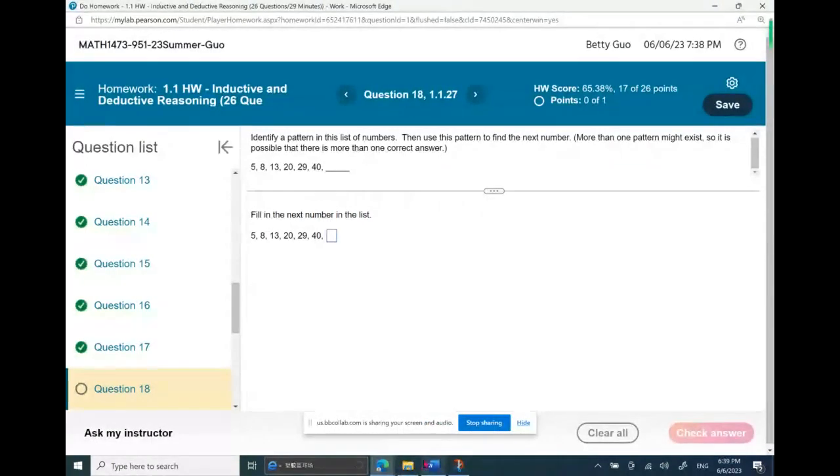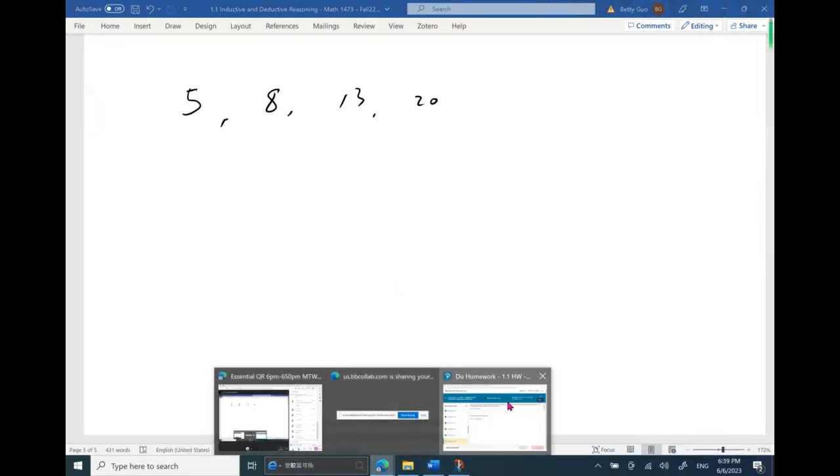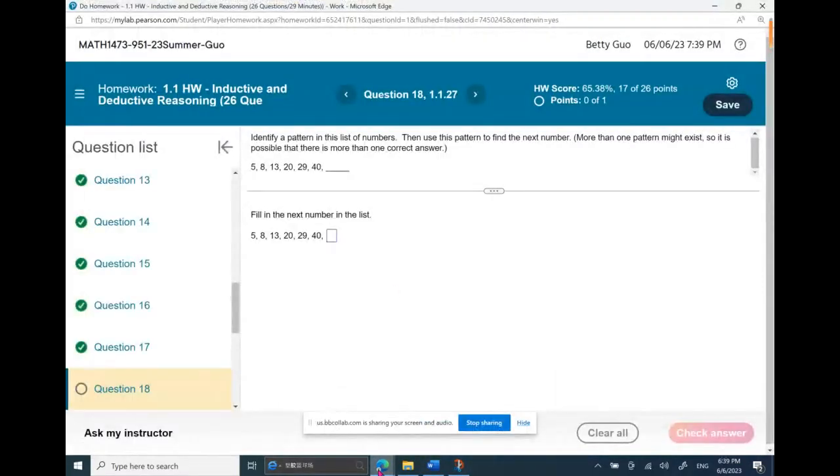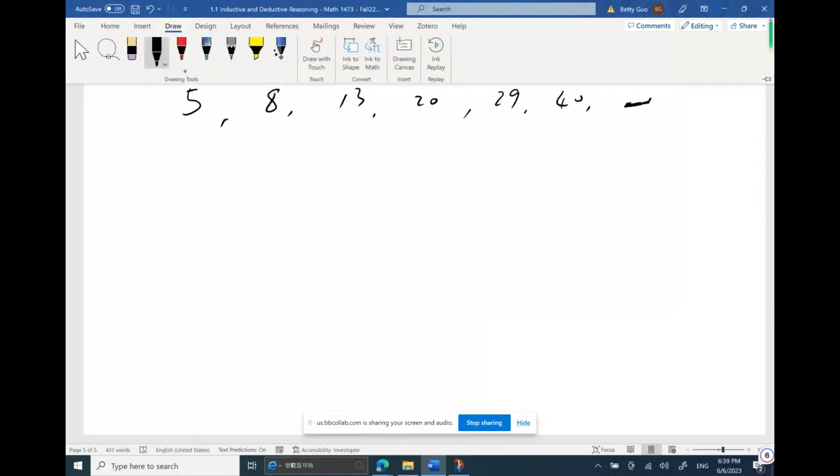5, 8, 13, 20, 29, 40. And we're trying to determine what's the next element, right? Yeah. Look at the pattern.